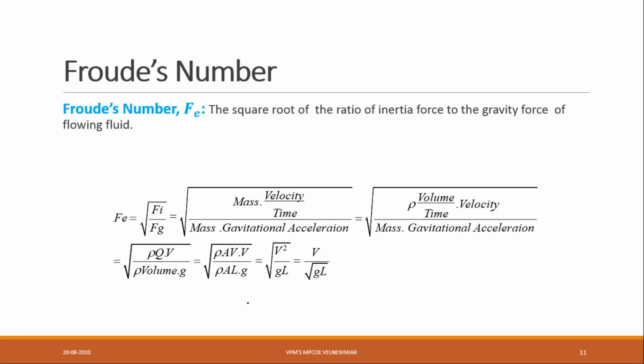For suppose if it is three-dimensional, what is our volume formula? Length into breadth into height. So here I am taking length as L. That is rho into A into L into g. If you see here, area cancels, rho cancels, the remaining value will be the square root of V square divided by g into L. Now the square root cancels, therefore V divided by square root of gL.